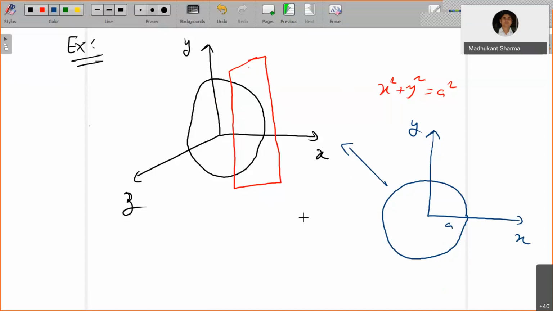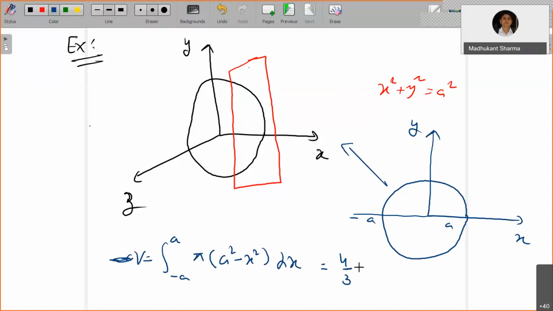So the volume of the sphere can be found out. So this is minus a to a. If you find out the area, that's minus a to a of pi r square. So at any point, r is the square root of a square minus x square. So r square is a square minus x square times dx. Okay, this will give you the volume of the sphere, and you can verify that it's going to be 4 by 3 pi a cube.